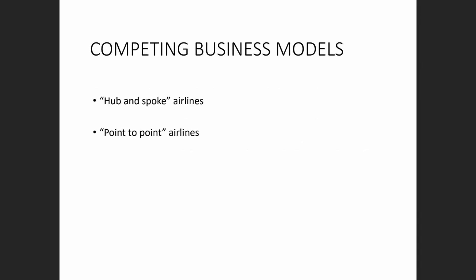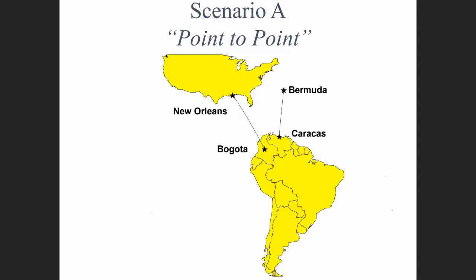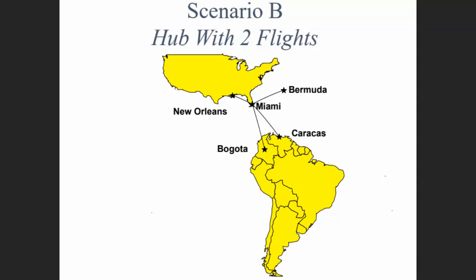We also talk about hub and spoke airlines, point-to-point airlines. As we know, that's the go-to business model, which is hub and spoke. So we'll cover that as well. This one just shows you a hub with two flights. Just an example here from Miami to Bermuda, and then Miami to Caracas, Venezuela, and then Bogota in Colombia, as well as a domestic flight, which is Miami to New Orleans.